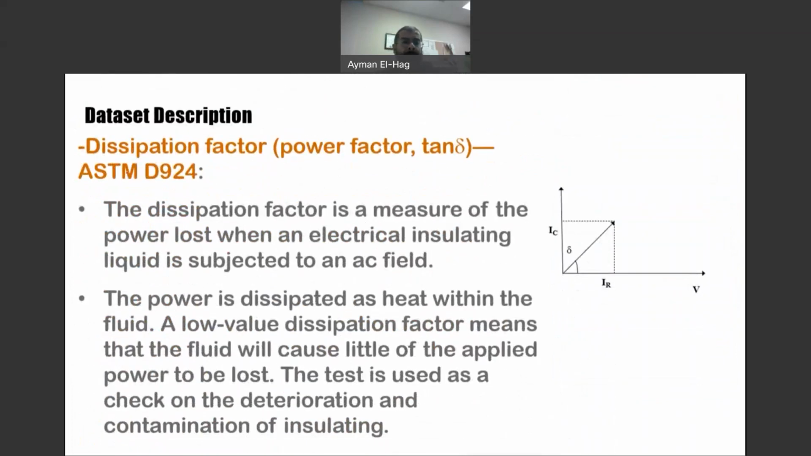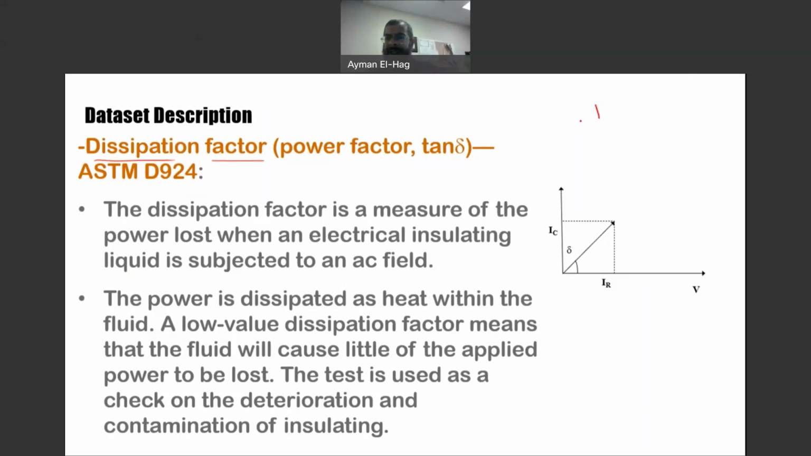Then we have what we call the dissipation factor. Now, the ideal oil is pure capacitance. So if you apply an AC, there will be no heating part or no resistive component. But as the oil starts to get contaminated, the oil will start to convert from an ideal capacitor to a capacitor in parallel with a resistance.